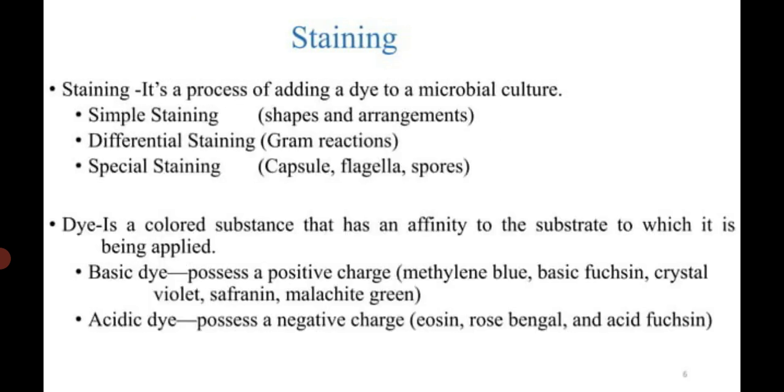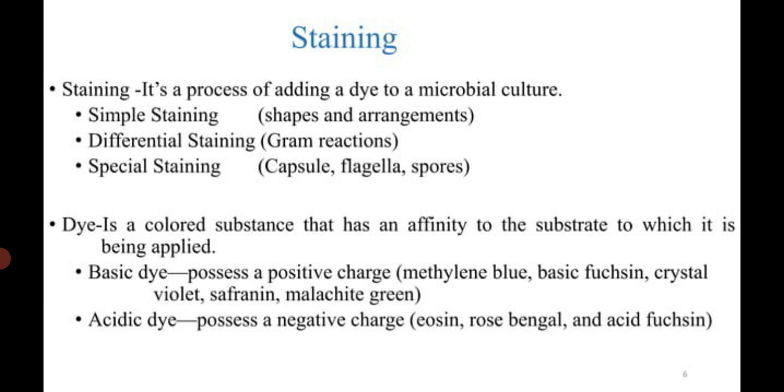Now some about staining. Staining is a process to give color to microorganisms by using stains. Staining is further classified as simple staining, differential staining and special staining. Simple staining is also called monochrome staining or positive staining. It is useful for the study of morphology of organisms, like their shapes and their arrangement.